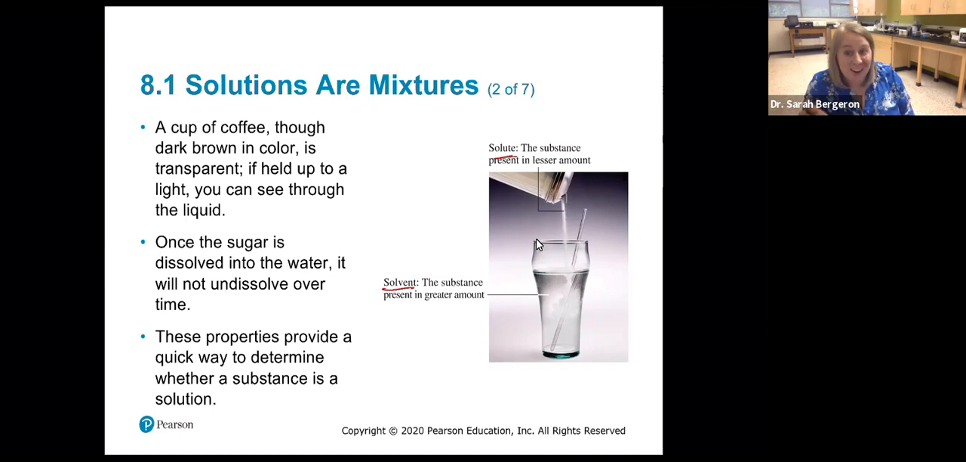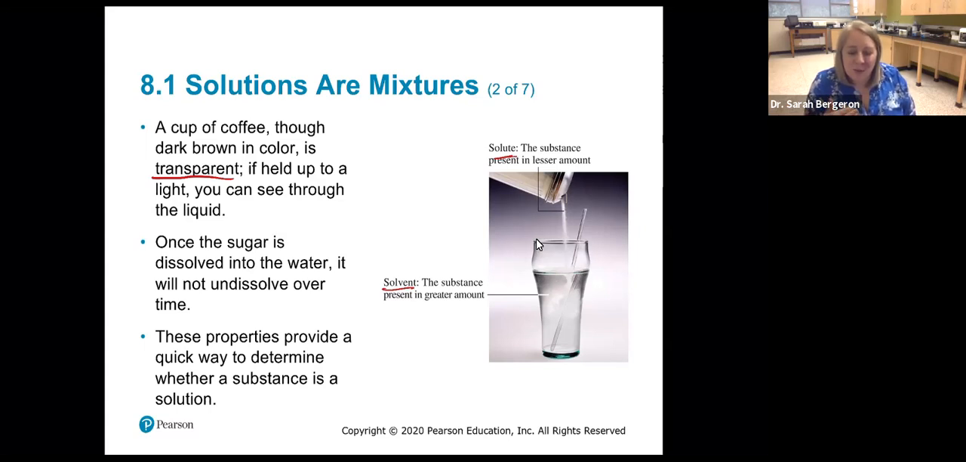You can see through, and I guess it depends on how thick you like your coffee, but typically coffee is a solution because it's transparent. That's a very, very important quality of a solution, that it's transparent. And so the other important characteristic is that it's not going to spontaneously precipitate out or undissolve over time.